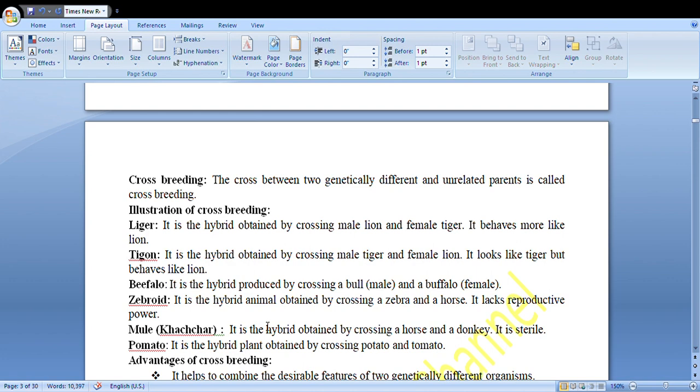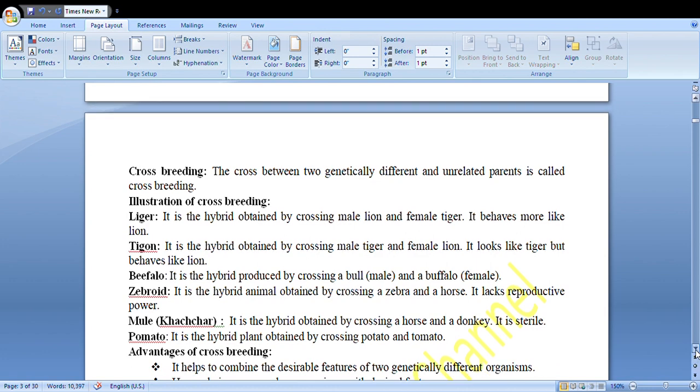It lacks reproductive power. Mule, Khachar, and Nepali. It is the hybrid obtained by crossing a horse and a donkey. It is sterile. Pomato. It is a hybrid obtained by crossing potato and tomato. Advantages of crossbreeding.